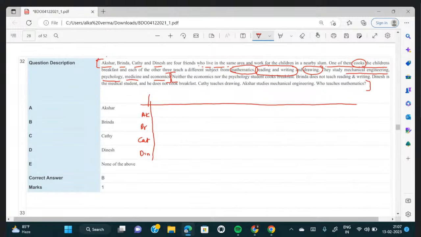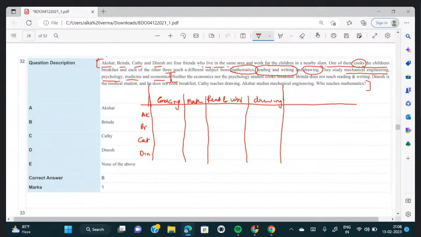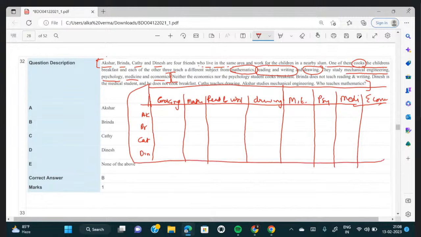So now we will write what we know. One does cooking, and only one person is doing one thing. So one is doing cooking. The other one is doing what? Someone is teaching maths, someone is teaching reading and writing, someone is teaching drawing. Now, this is a type of occupation or job or hobby, whatever you say. Now, education: one has done mechanical engineering, one has done psychology, one has done medicine, and one has done economics. Let us see what we are getting. Remember, one person will study only one course and do only one type of job.